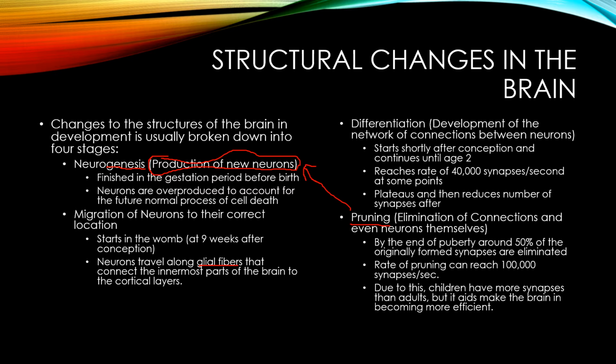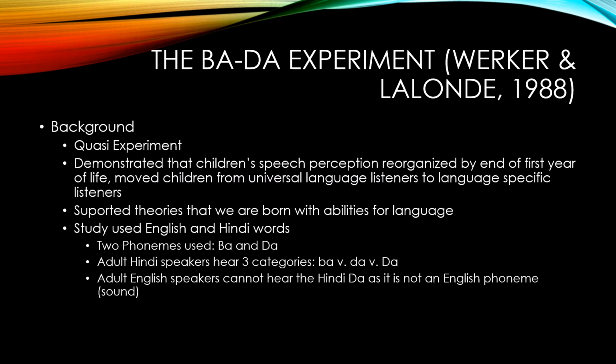But with pruning, by the end of puberty, about 50% of the originally formed synapses are eliminated. And this can reach a pruning level of 100,000 synapses per second. And so due to this fact, children have more synapses than adults, but because cutting out some of these extraneous neurons causes greater efficiency, adults have more efficient thinking because of that.